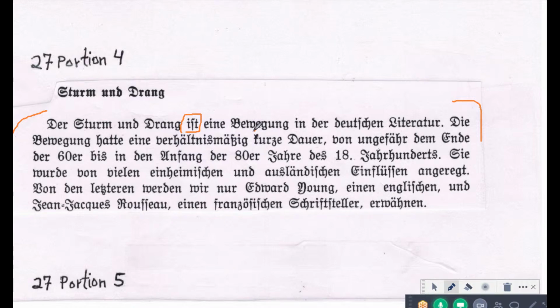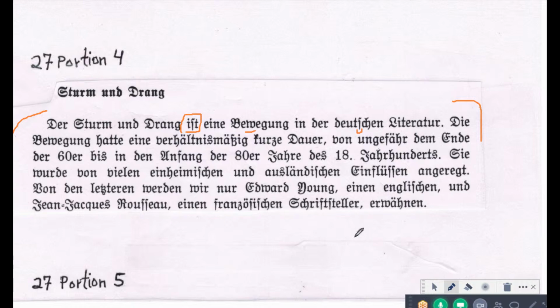Now this W here, this is actually a W, although it doesn't look like one. It looks like an M with the horizontal parts covered at the top of the letter. And then here's a Deutschen, another example of an S. Looks like an F, but it's not. It's an S. How would you translate that sentence? The Sturm und Drang is a movement in German literature.